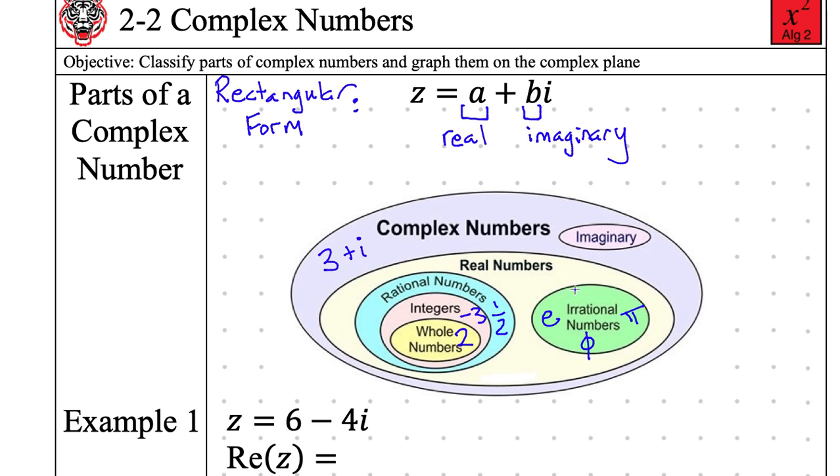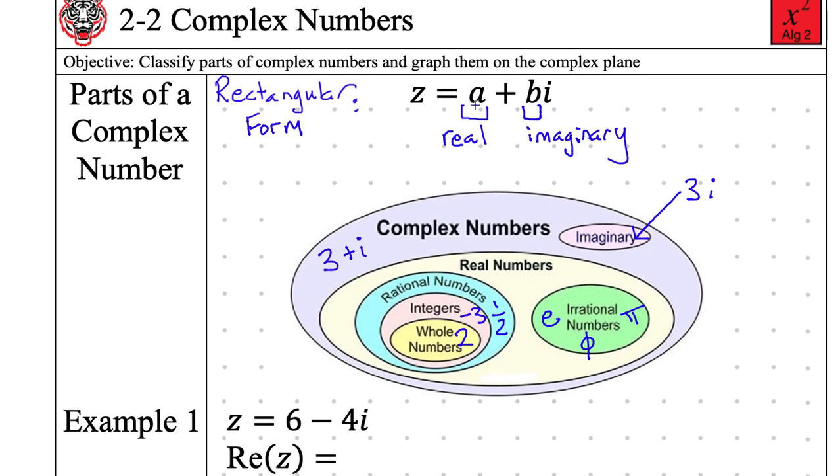Okay. I'll give you an example of something that's purely imaginary. 3i. And I'll do an arrow here. Purely imaginary, 3i is purely imaginary. It does not have any real part. This a from our imaginary or our complex number is missing, so it's purely imaginary, not real.